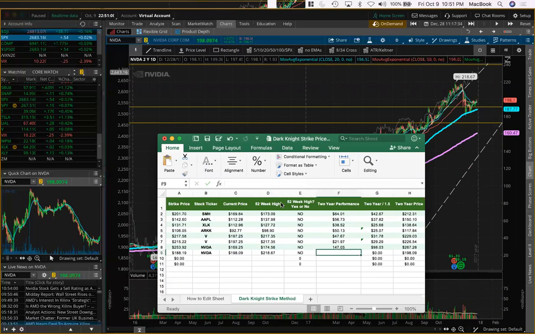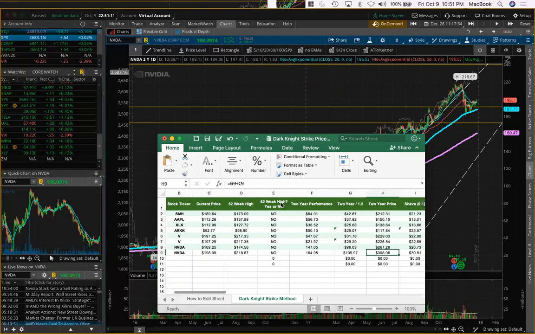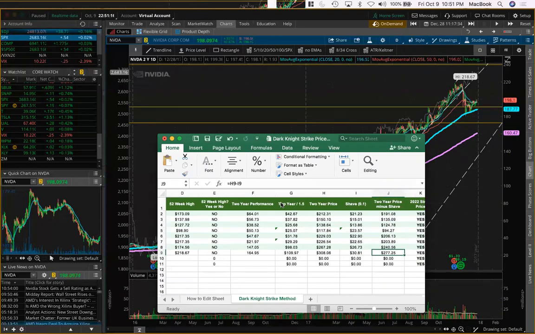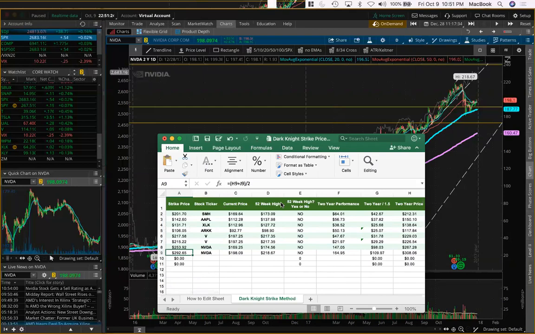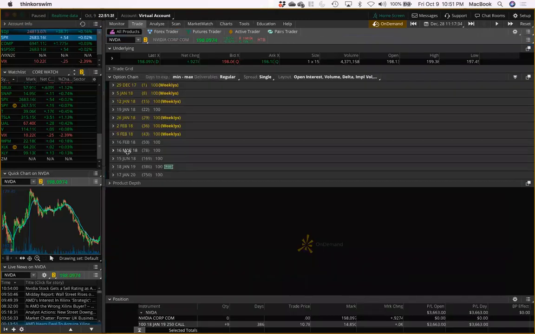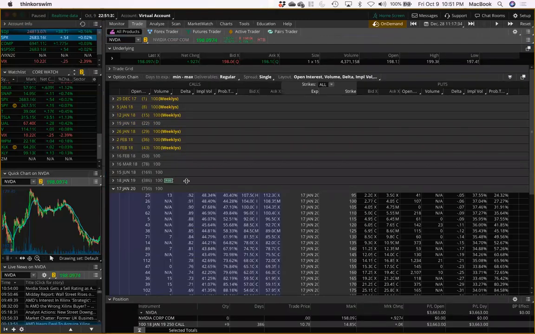2-year performance from my iPad, 164.95. So the 2-year performance times 1.5. The 2-year price 308 minus the shave puts us at 277.25. This is taking into consideration a 10% correction. So it says that our strike we should select is around 292.65.